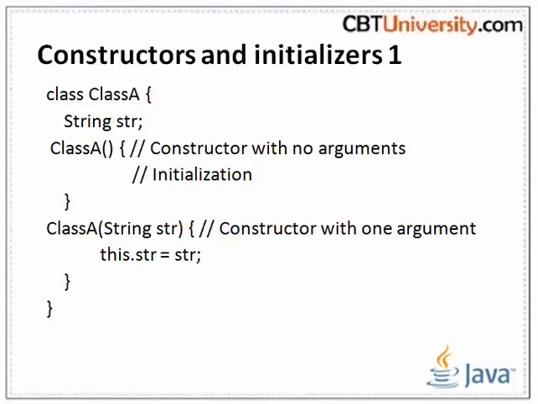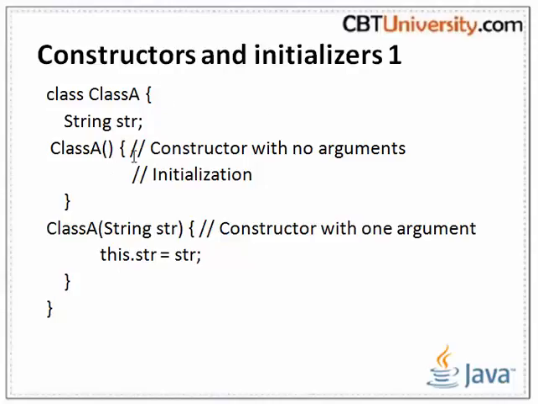Constructors and initializers. A constructor is a special method called when an object is initialized. Its purpose is to initialize the members of the object. The main differences between constructors and ordinary methods are that constructors are called only when an instance of the class is created, and they never return anything. Constructors are declared as common methods, but they are named after the class and no return type is specified.